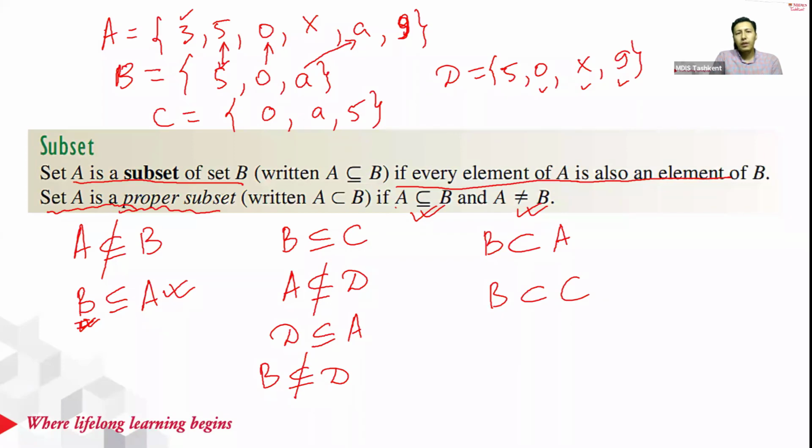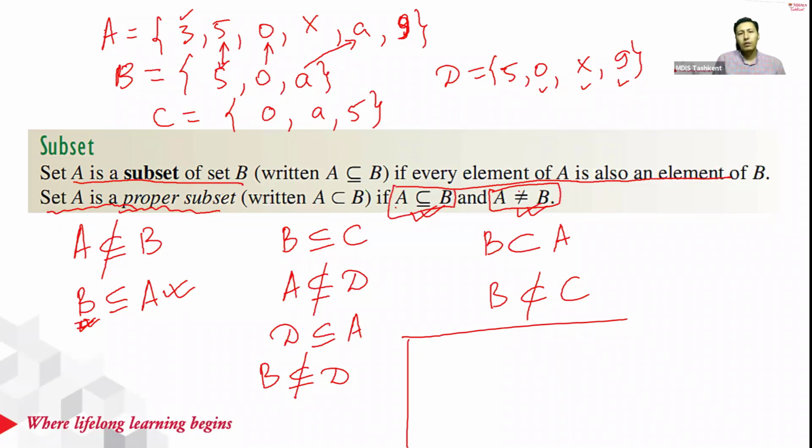B and C here. Okay, 5 we have, 0 we have, A we have. So it is a subset, but they are equal to each other. B and C. Therefore, I cannot write B is a proper subset of C. Okay, understand? That's the difference between subset and proper subset.